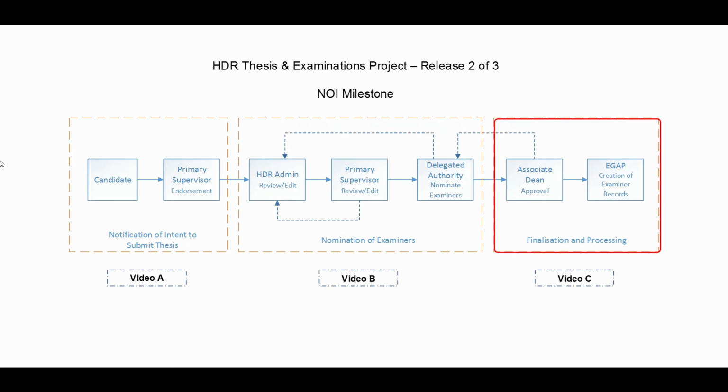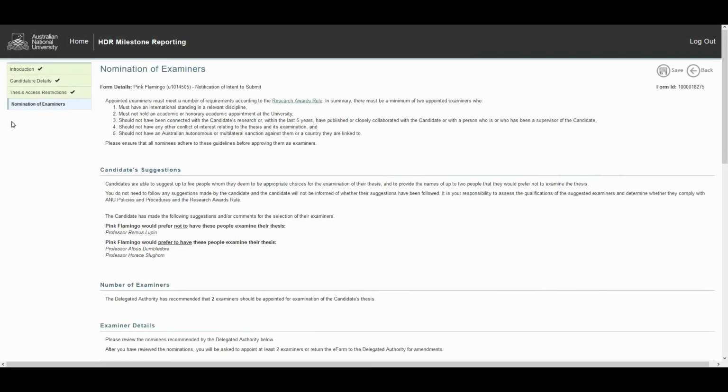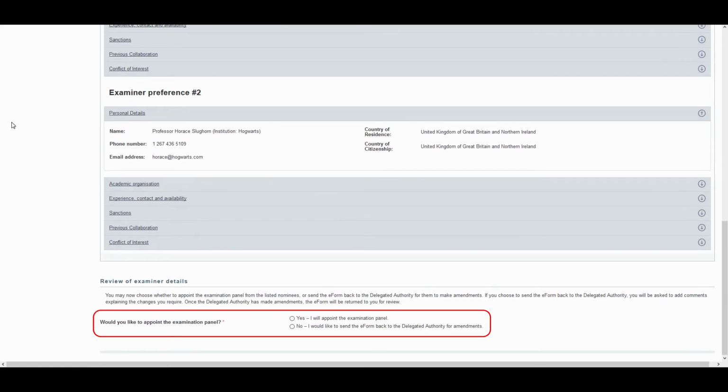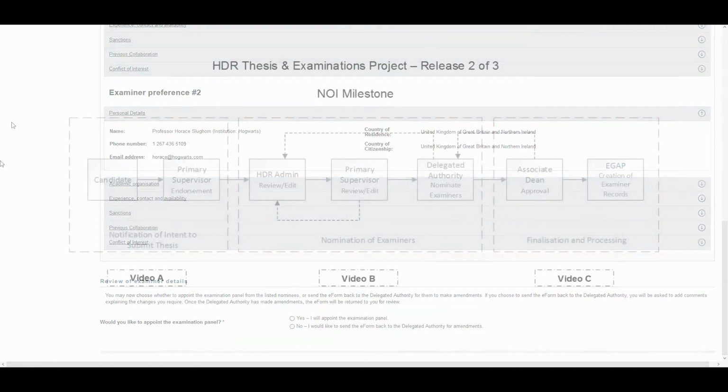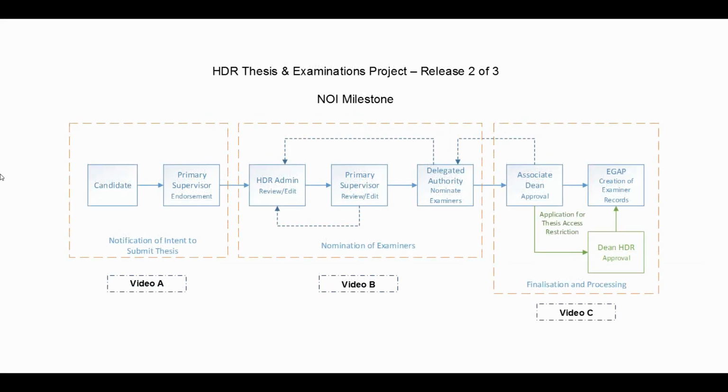The third and final part of this process involves the approval and setup of the examination panel. The Associate Dean will select appropriate examiners from the nominations provided by the delegated authority. They may also send the eForm back to the delegated authority for amendment. In addition, when applicable, the Dean HDR may also approve any requests for thesis access restrictions if the candidate has indicated that there is confidential material in their thesis.